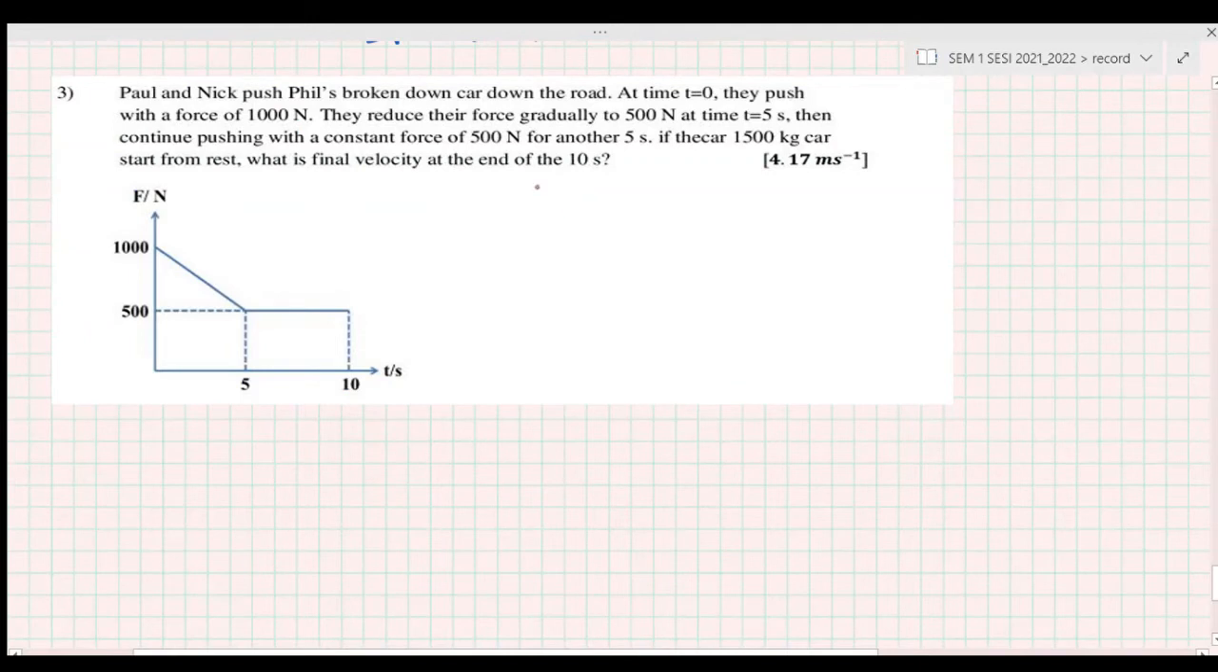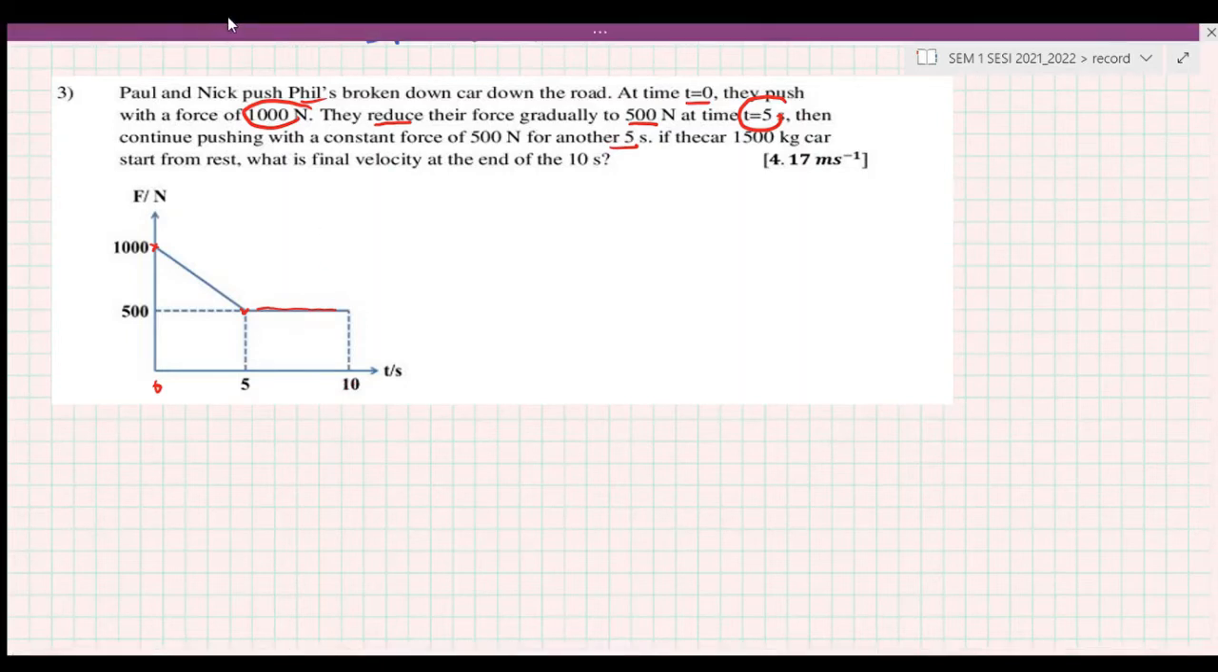Alright, so look for the next question. Paul and Nick push wheels broken down car down the road at time sama dengan 0. Okay, they push with a force 1000 Newton. Alright, so kita plot graph 0, time kosong, force dia 1000 Newton. They reduce their force gradually to 500 Newton. Alright, so berkurang sampai dapat 500 Newton at time sama dengan 5 second. Then continue pushing with a constant force for another 5 seconds. So 5 tambah 5 dapat 10 second lah.